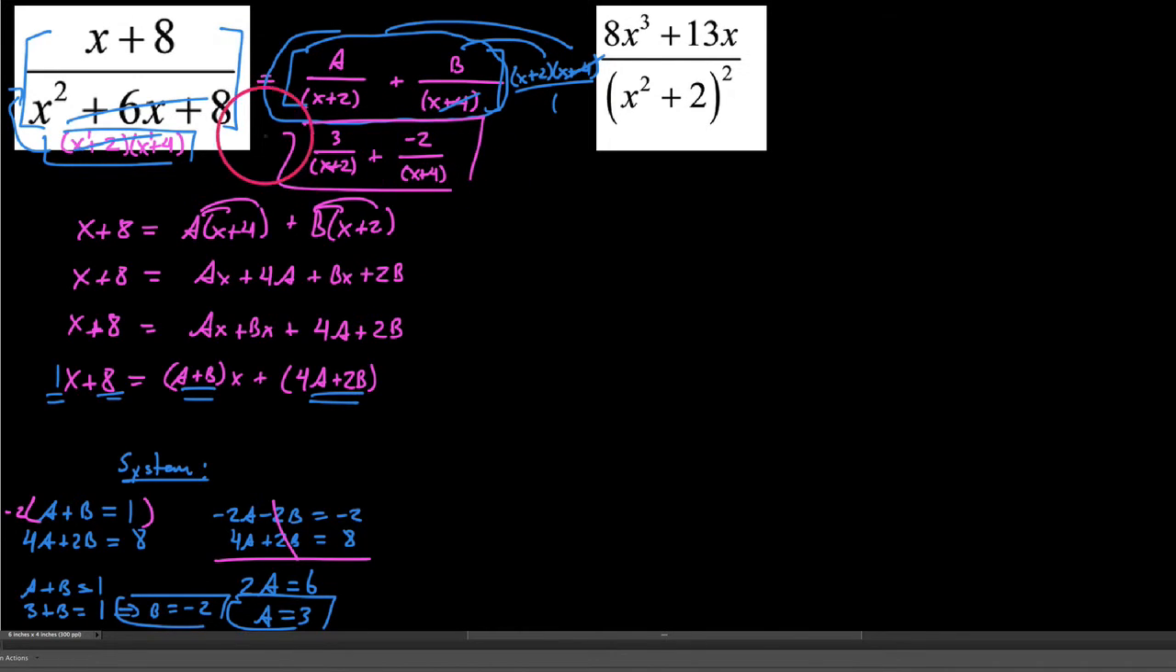So this right here is equal to the original expression. Okay. So for this last example, what I wanted to do was a repeated quadratic factor. So when we look at this here, we'd say, well, this is already factored. Our factor is x squared.